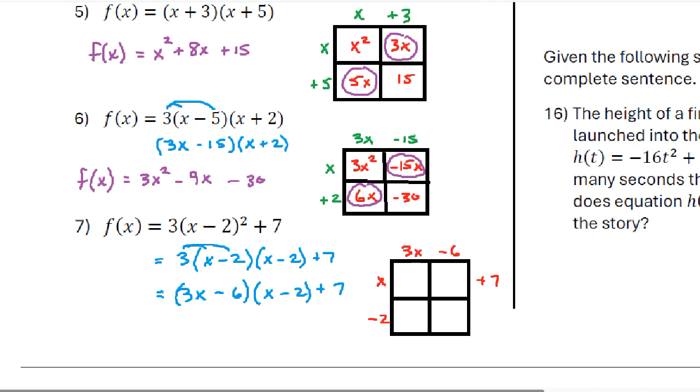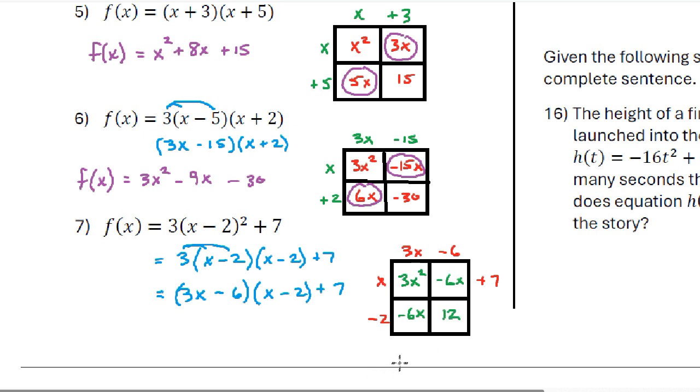Let's go ahead and multiply our areas on the inside. So 3x times x is 3x squared. x times negative 6 is negative 6x. Negative 6 times negative 2 is, did I get that right? Negative 6 and negative 2. Let's take a look. That's correct. 3x times negative 2 is negative 6x. Sorry, I kind of got off track for a moment. And then negative 6 times negative 2 is positive 12.